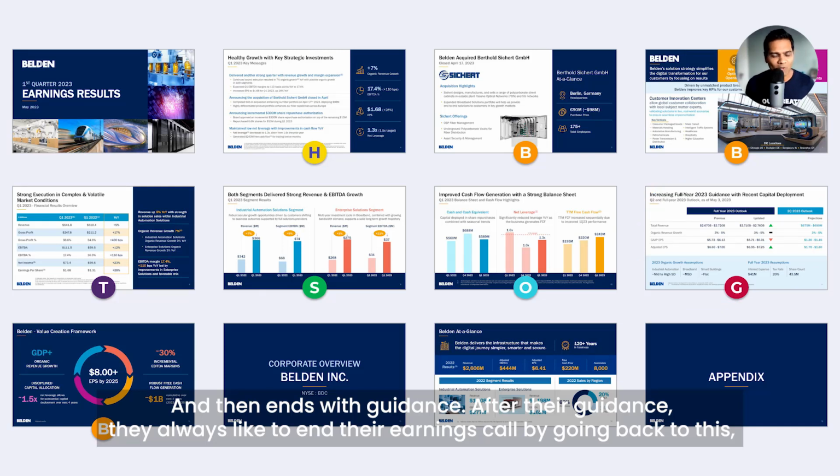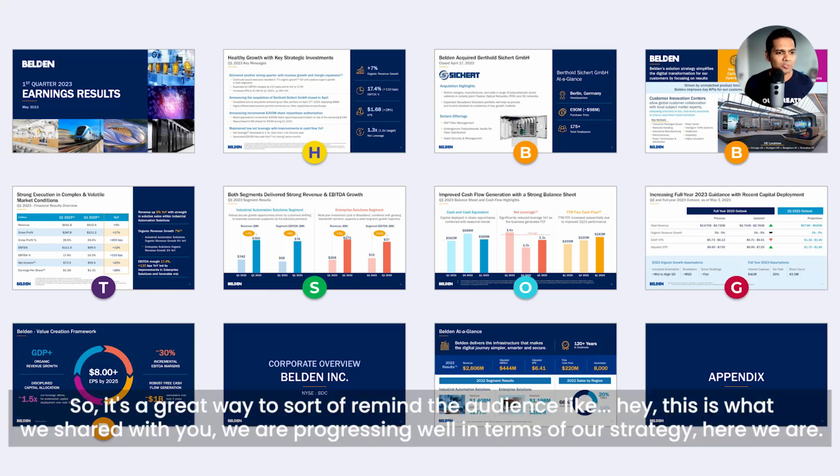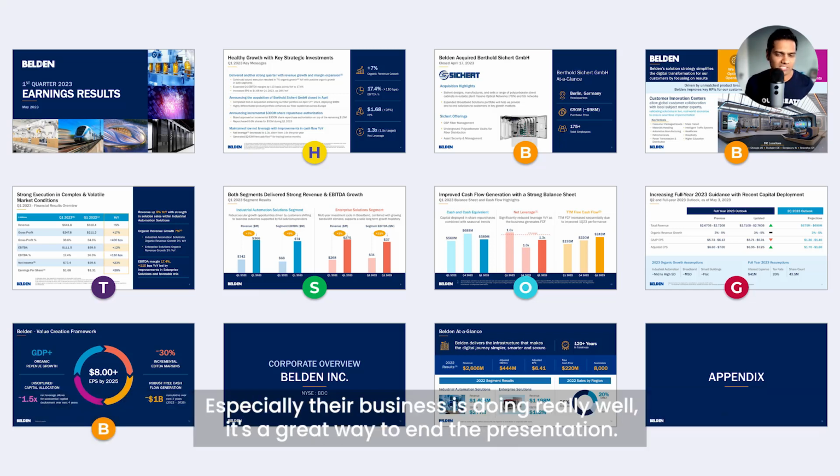After their guidance, they always like to end their earnings call by going back to this value creation framework that they recently shared at their investor day. So it's a great way to sort of remind the audience like, hey, this is what we shared with you. We are progressing well in terms of our strategy. Here we are. Especially their business is doing really well. It's a great way to end the presentation.